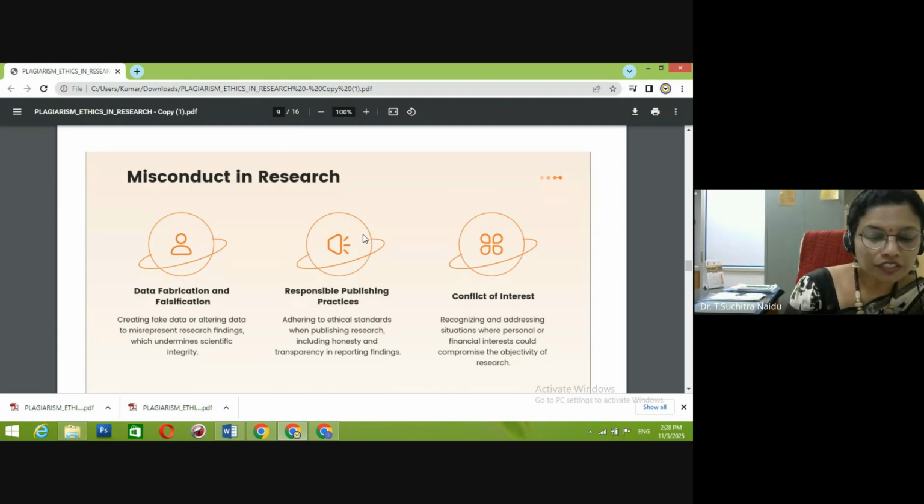Another one is responsible publishing practices. Okay, so first of all, what we do, someone else writes a paper, we give money to them and ask them, you write a paper for me also. Or else it's always a barter system here.